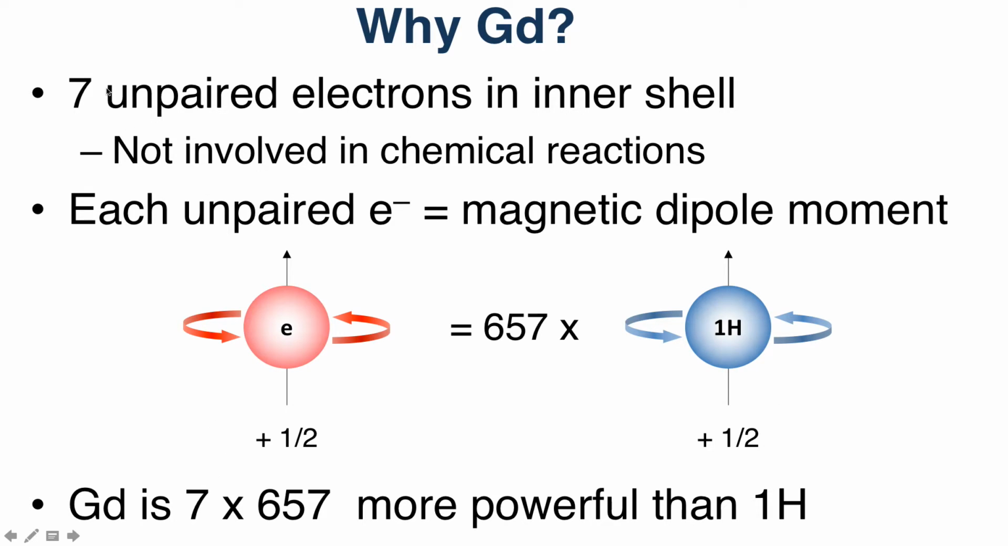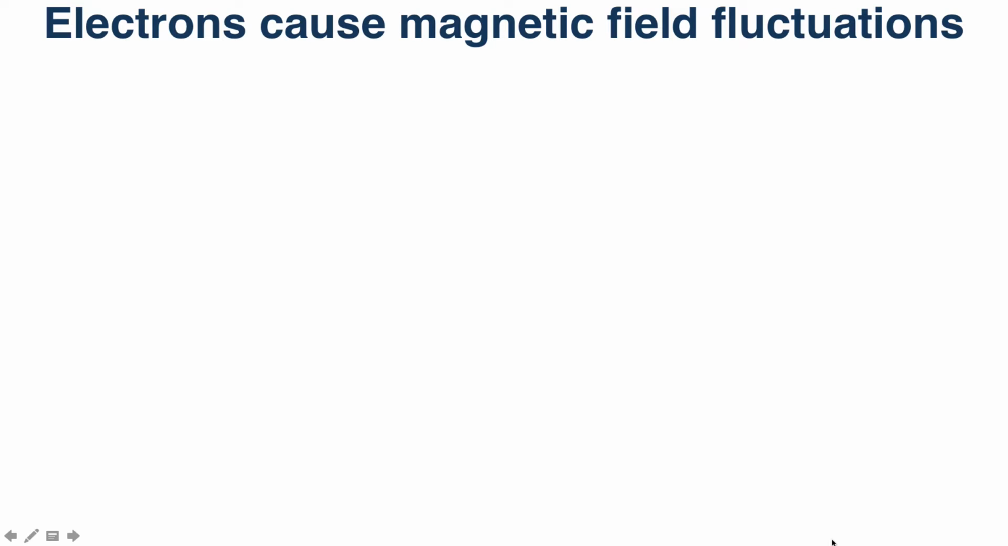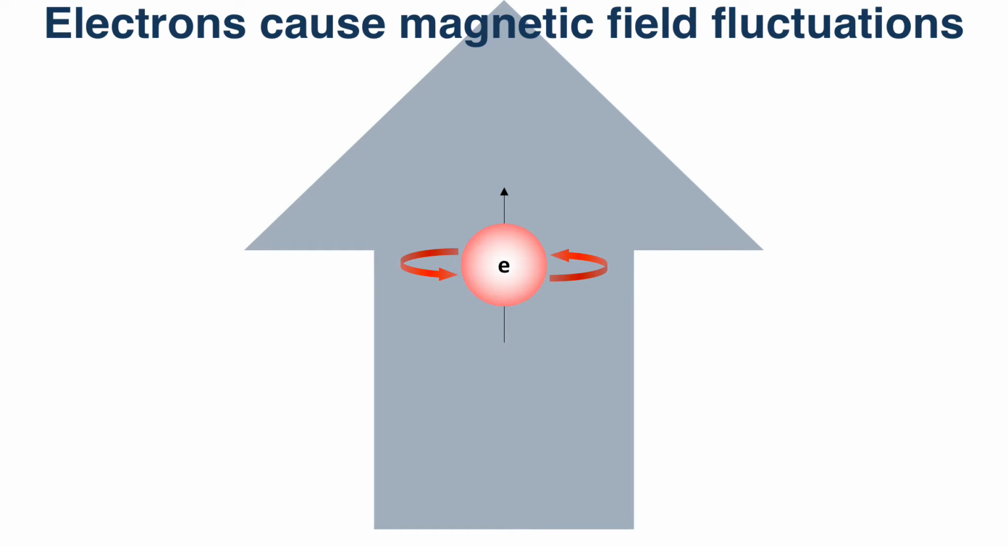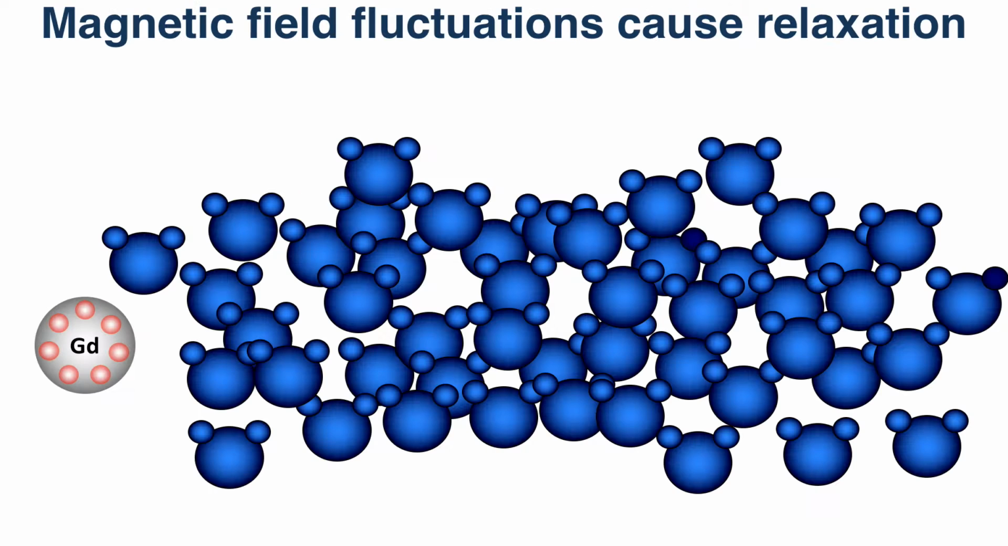There's 7 unpaired electrons. So gadolinium, I'm not smart enough to figure this out, but 7 times 657, that's how much more powerful gadolinium is than a proton at disturbing the magnetic field. So electrons cause magnetic field fluctuations, and the more unpaired electrons you have, the more magnetic field fluctuation you create. So this one little electron times 7 in a gadolinium atom causes quite a bit of fluctuation of the magnetic field, and it's that fluctuation that causes T1 and T2 relaxation. So here's this gadolinium.